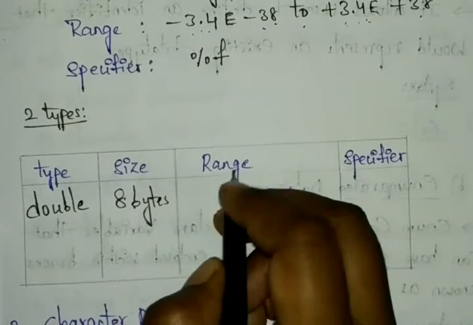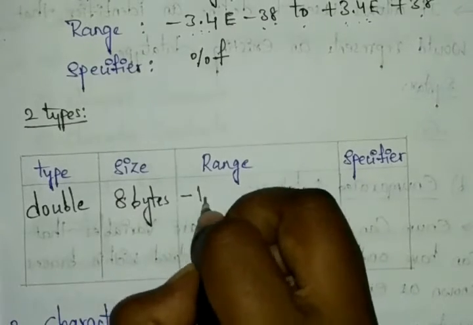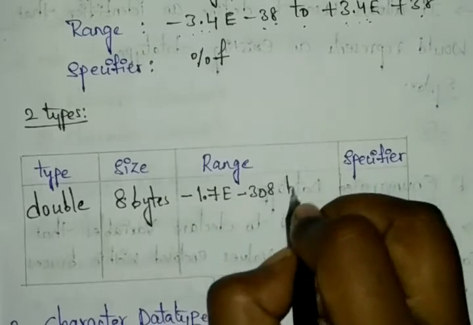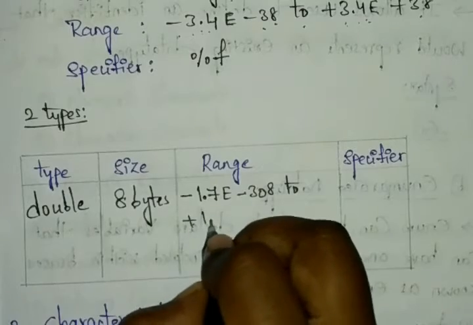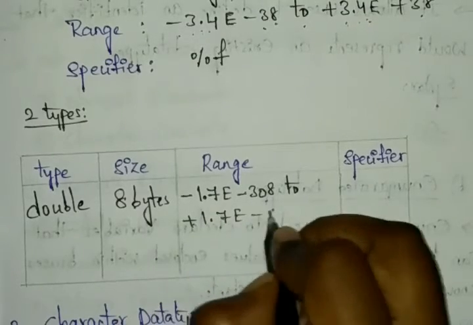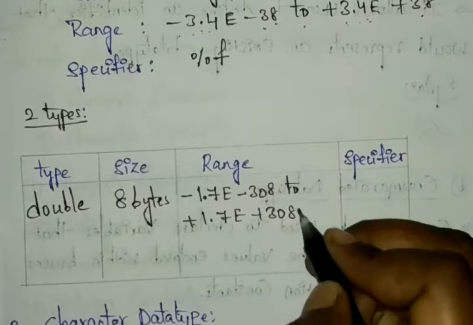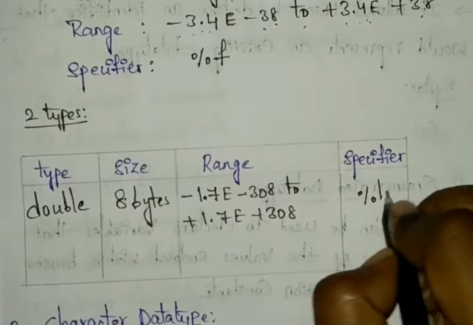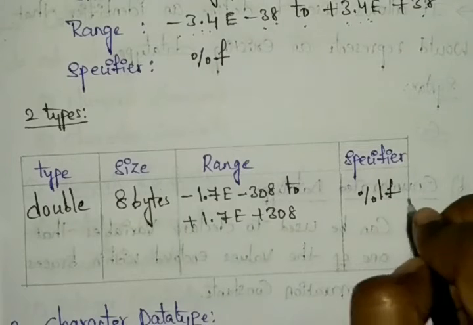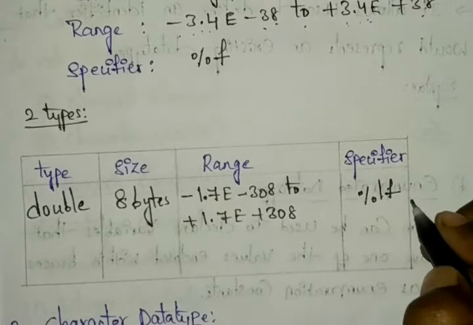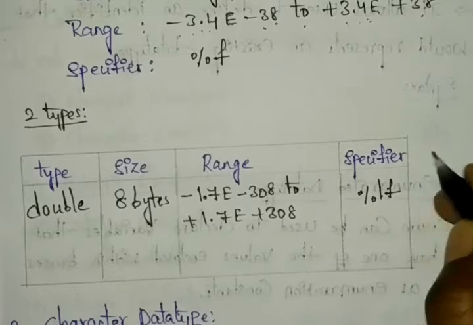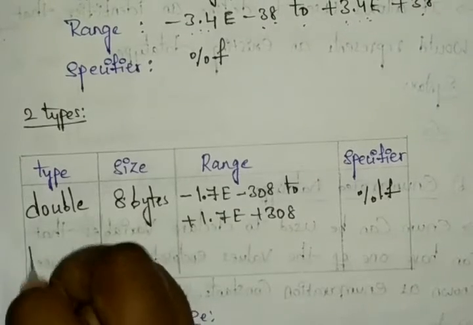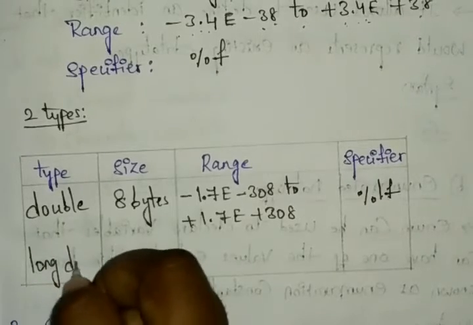And the range here we have minus 1.7 extension of minus 308 to plus 1.7 extension of plus 308. And the specifier we have, okay, percentile LF. Compared to the float, this is the larger one, so that's what we write here, the LF.